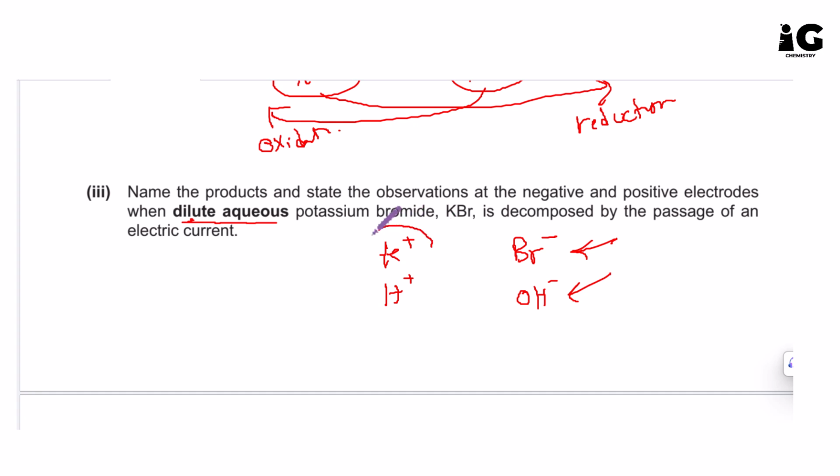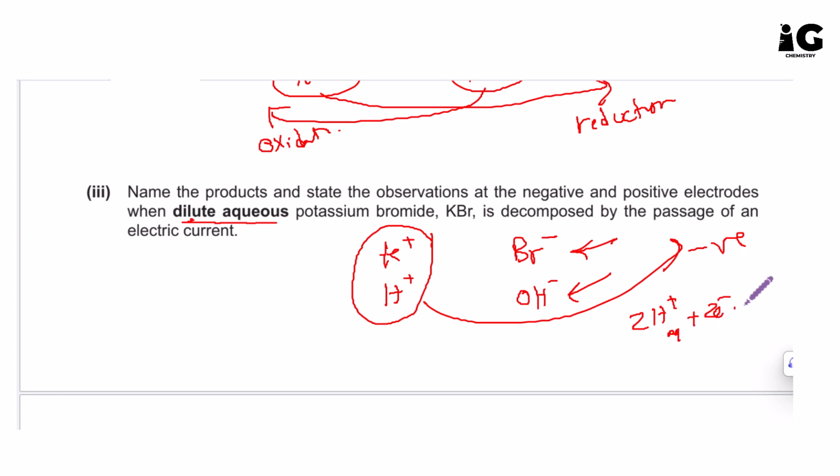So we have K+ and H+. Which one of these goes to the negative cathode? The rule here, if you remember, is that the lower in reactivity will go. Here H+ hydrogen is below potassium in the reactivity series. So H+ will be reduced at the cathode according to the half equation. We can write it down quickly: 2H+(aq) + 2e- produces H2 gas. So here hydrogen gas is produced.